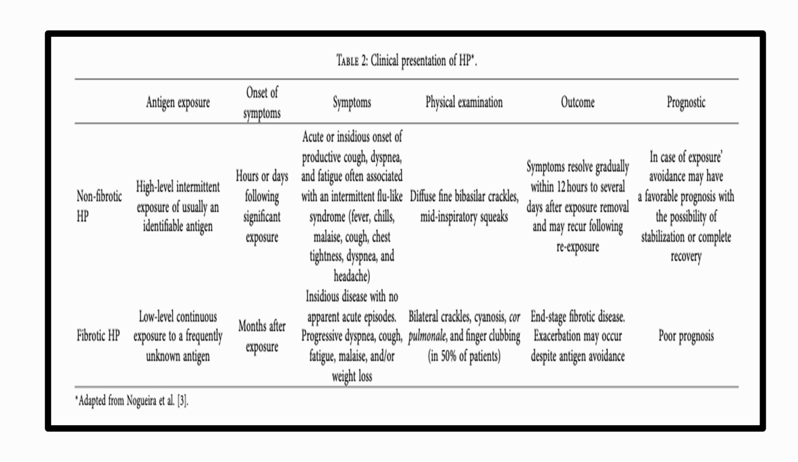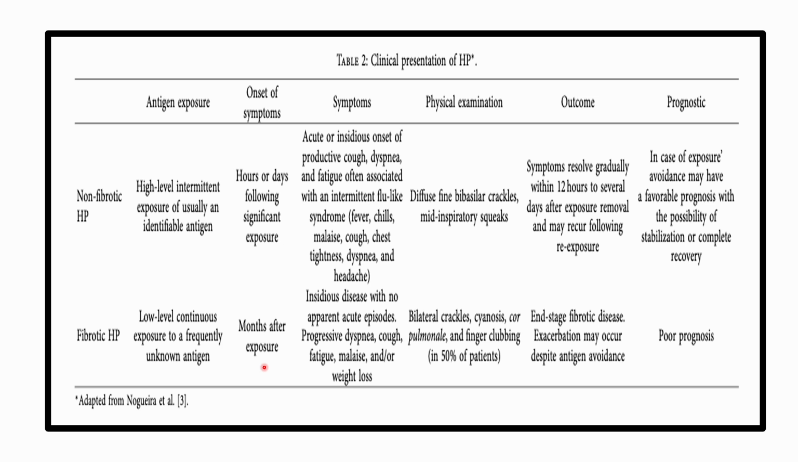If we talk about non-fibrotic HP, patients can have a high-level intermittent exposure of the identifiable antigen, which can start hours or days. As I said, generalized complaints, flu-like symptoms. You may see bibasilar crackles and mild inspiratory squeaks in these patients. Symptoms usually resolve within 12 hours of stopping the exposure, and if it's a repeated exposure, then they may actually not recover. If we talk about fibrotic HP, there's a low-level continuous exposure.